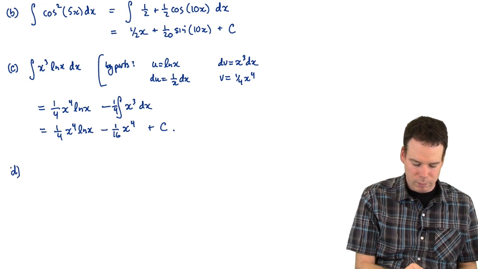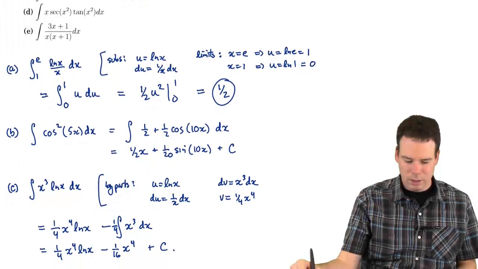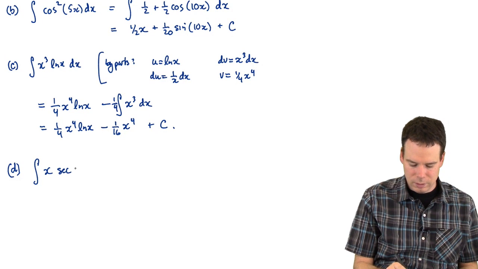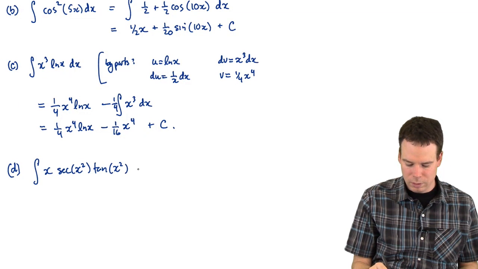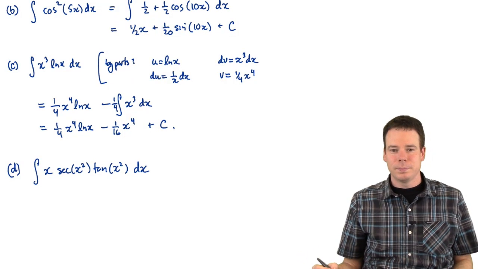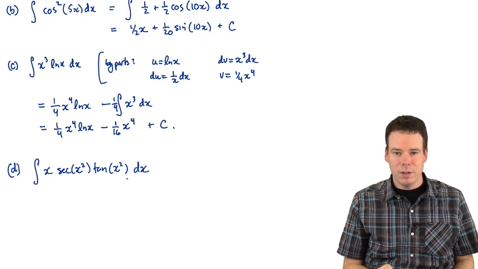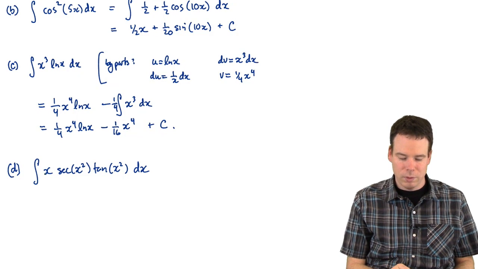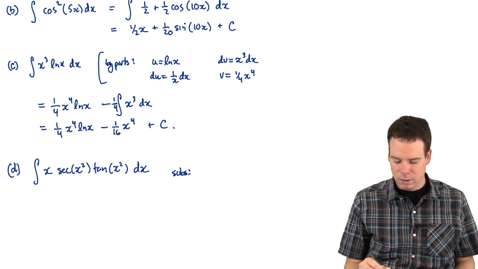Let's look at the next one, part D. What's the question? The antiderivative of x secant x squared tan x squared dx. So first thoughts, what should we do? Well, when we look at this, we see there is part of the integrand whose derivative is also in it. If I look at the x squared, its derivative is x. So that's a good place to start.